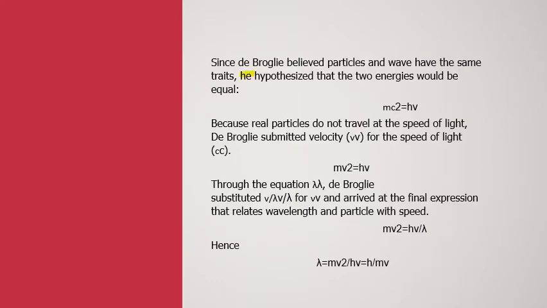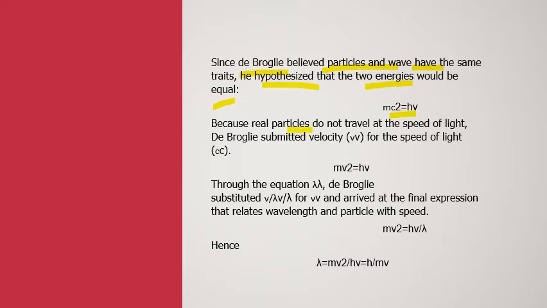Since de Broglie believed that particles and waves have the same trait, he hypothesized that the two energies would be equal, because both are energy forms which can be transformed into one another. So he equated the equations of Einstein and Planck: mc square equals h nu.